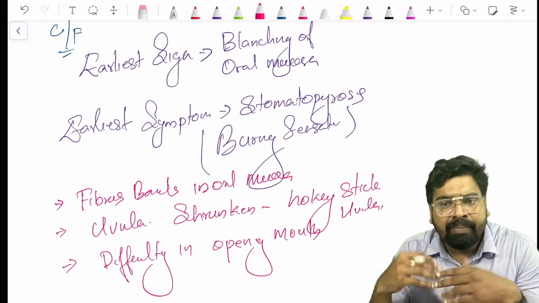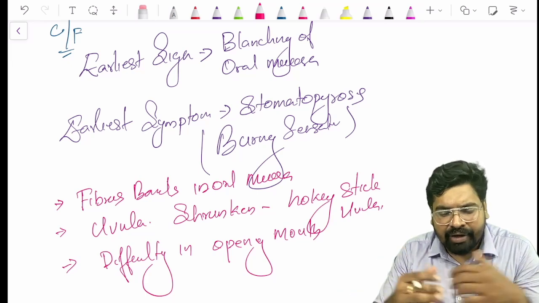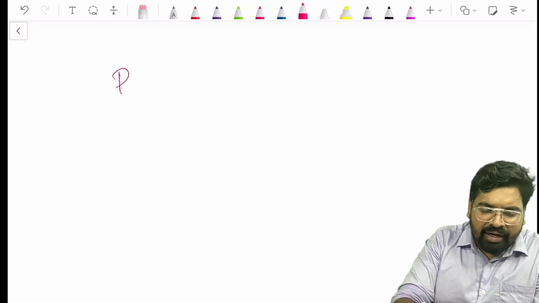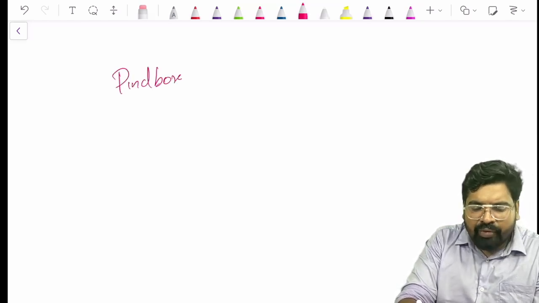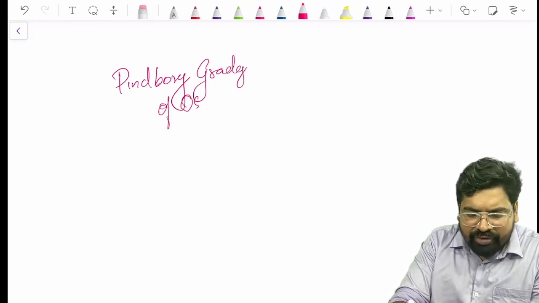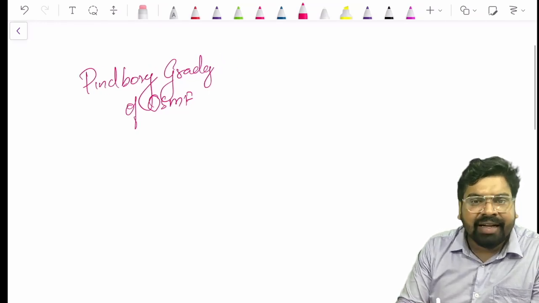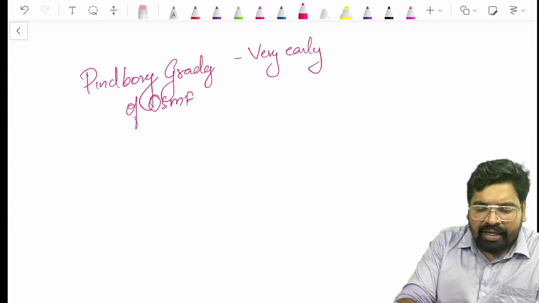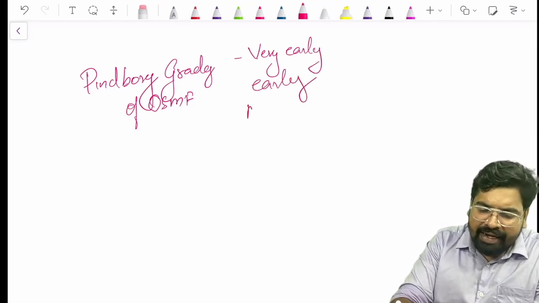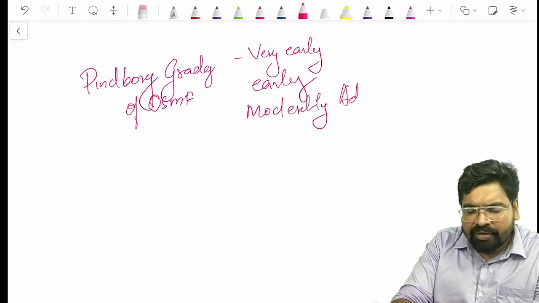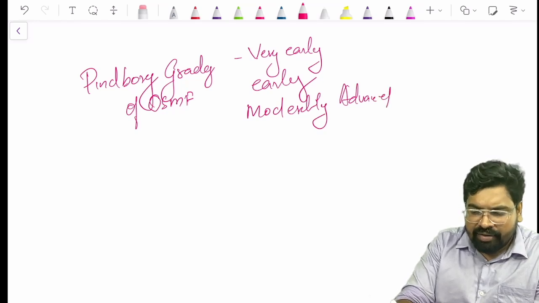Now Pindborg has graded this into four stages. Pindborg is the one who has given the Pindborg grading. There is a question on Pindborg grading of oral submucous fibrosis. He said there are four stages: very early, early, moderately advanced, and advanced.